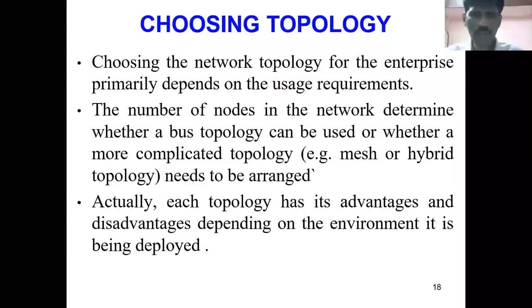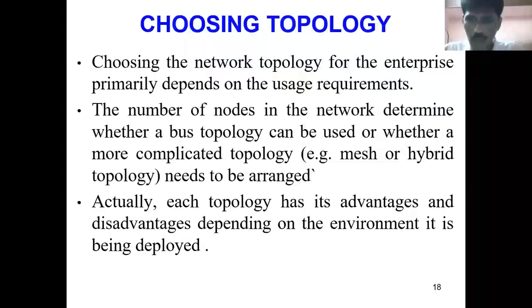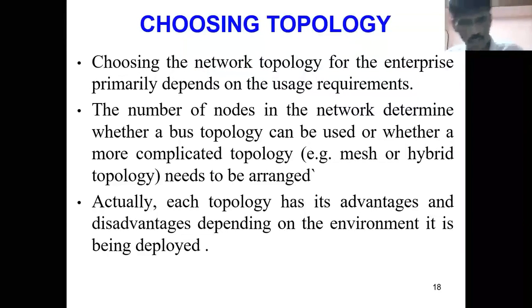We can simply go for a simple topology, like bus topology. Or maybe we have a larger number of systems, and also heavy usage of the networks. Then we go for some complicated topologies like mesh or hybrid topology. I already explained in the previous slide, each topology has its advantages and disadvantages depending on the environment in which it is being deployed, isn't it? So all this plays a role in choosing the network topology.